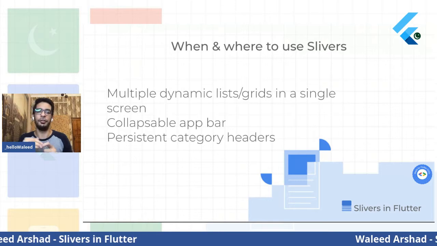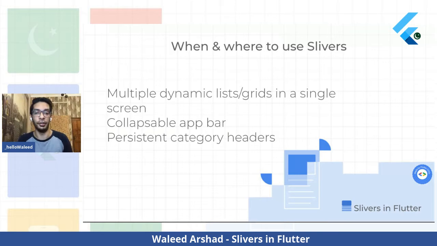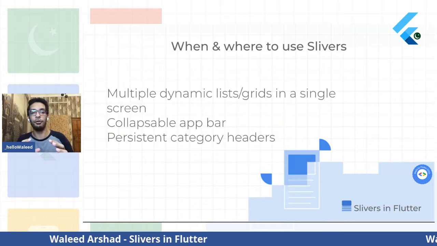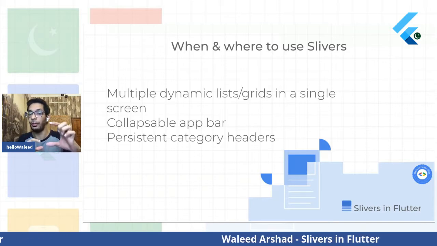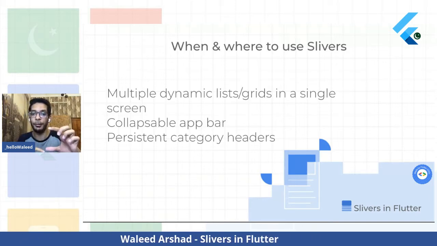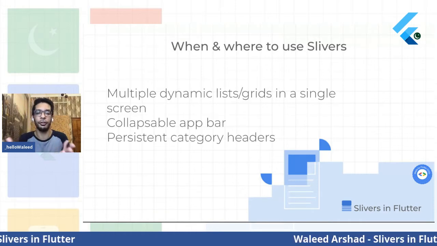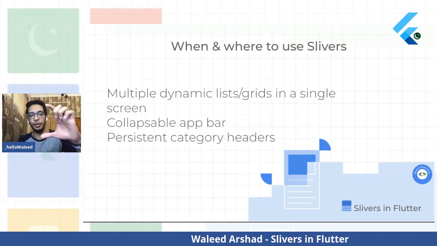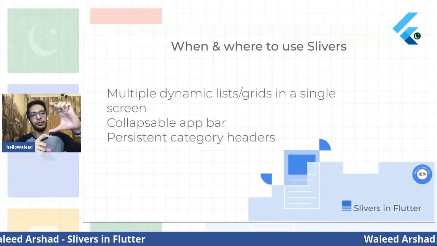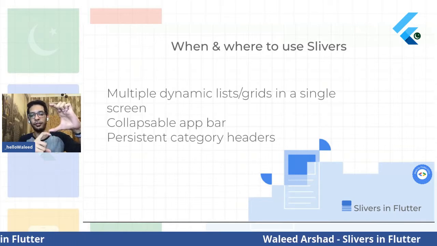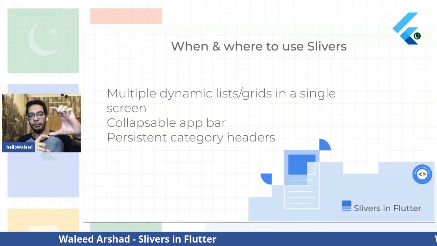Slivers can be used when you need to populate multiple dynamic lists and grids in a single screen. So when you want to populate two list views and both are dynamic, and you don't know how many elements they have or are going to have. Suppose you have two lists that you need to populate over each other. This list is of some elements and this list is of some elements, and both are dynamic, so you cannot put them in a simple column or in a simple thing.